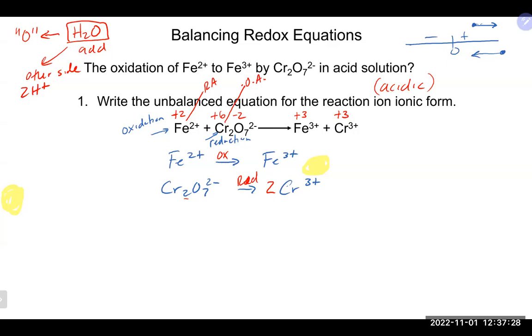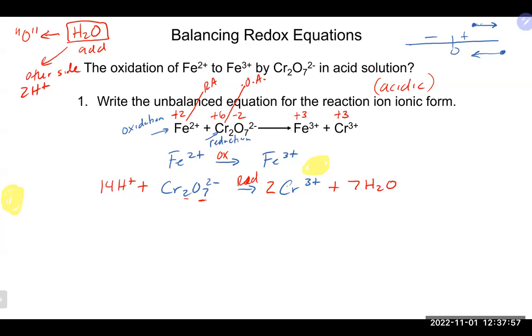So how that works is in the top reaction here, there is no oxygen, so we don't have to worry about it. In the bottom one, there are 7 oxygens, which means the right-hand side needs the oxygen. So we're going to add 7 waters. That is going to balance out the oxygen. But because we added 7 waters, we will need to add 7 times 2, which is 14 hydrogens, to the left-hand side. Any questions on that?